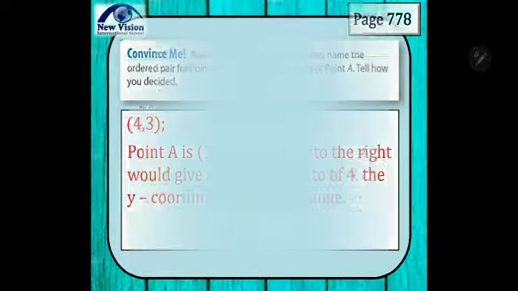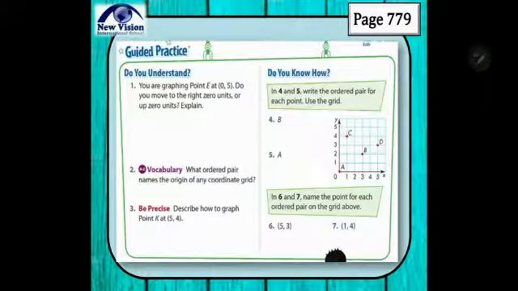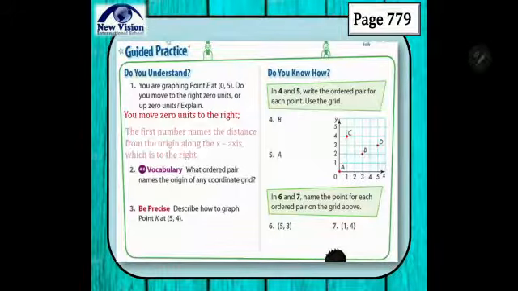All right, let us answer the guided practice. Number 1. You are graphing point E at 0, 5. Do you move to the right 0 units or up 0 units? Explain. You move 0 units to the right. The first number names the distance from the origin along the x-axis, which is to the right.